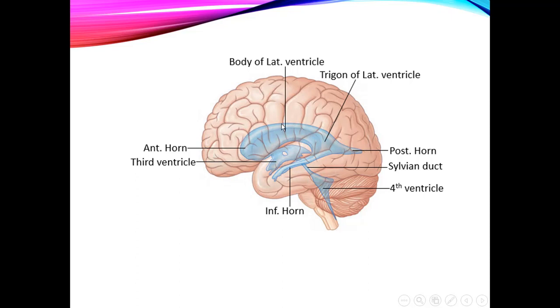Each lateral ventricle consists of a central part or body and 3 horns: the anterior horn, the posterior horn, and the inferior horn. The hippocampal gyrus or hippocampus is located within the inferior horn, and it forms the floor of the inferior horn of the lateral ventricle.